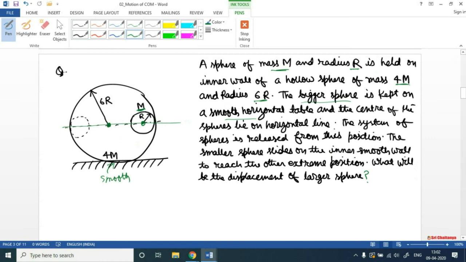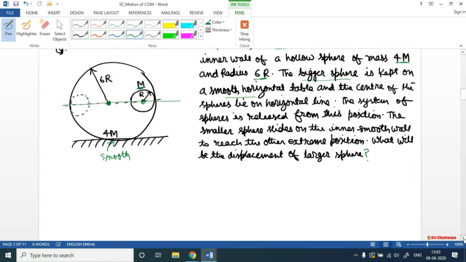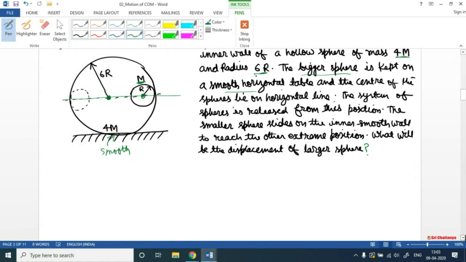Now you have to see that both the bodies will be moving. But effectively the velocity of center of mass will be 0. So center of mass will be at rest. So displacement of center of mass is going to be equal to 0. So for example, if this smaller sphere is going left, then in order to keep the center of mass's position unchanged, the larger sphere has to move right.